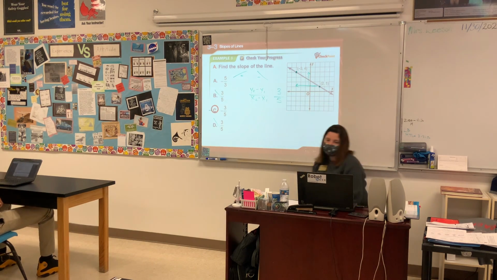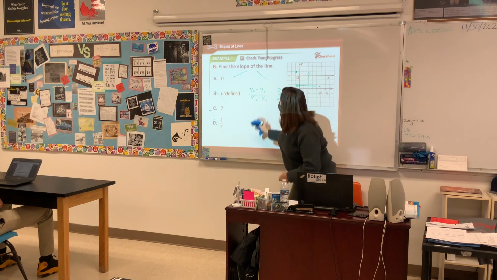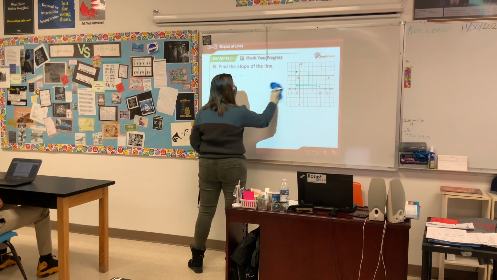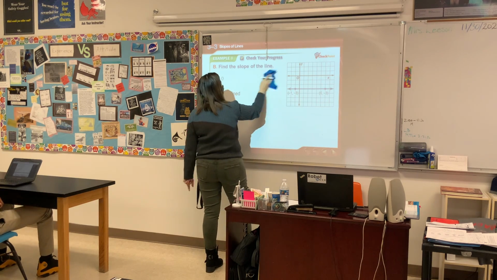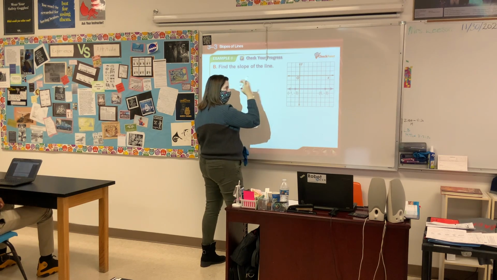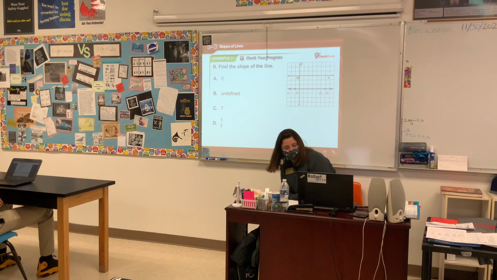And that's what we get. Okay, find the slope of this one. Nice and easy. 0. Defined. 0. This one is defined because I have 0 change in y, but I do have a change in x. 0 divided by any number is still 0.